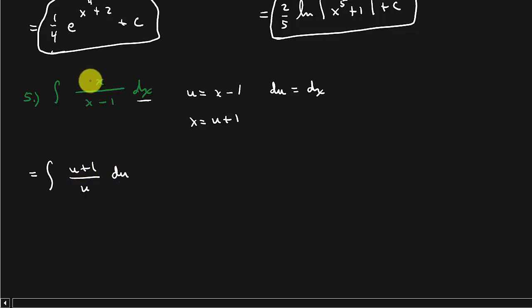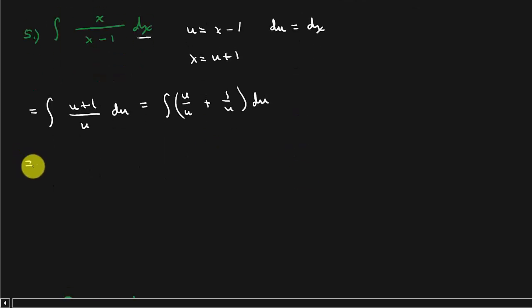So in the place of x, I put u plus 1. In the place of x minus 1, I put u. And in the place of dx, I put du. And so now when I integrate this, this is going to be u over u plus 1 over u du, which is going to be the integral of 1 plus 1 over u du.